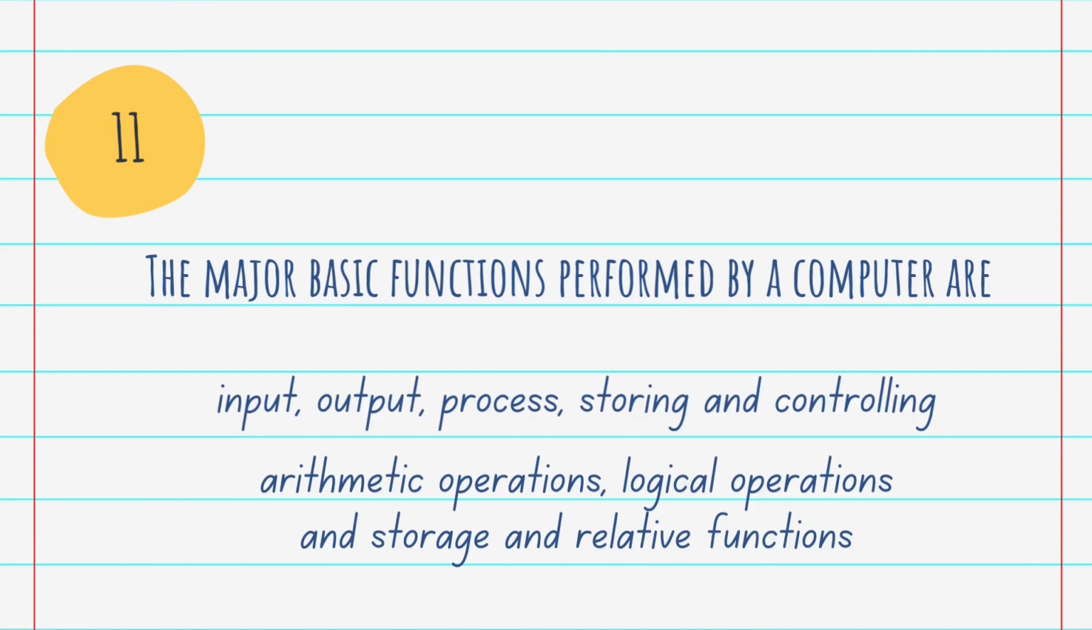Basically, a computer does 5 basic operations: input, output, process, storing and controlling. The basic operations performed by a computer are arithmetic operations, logical operations and storage and relative functions. Choose any of the available options. Both answers are correct. Here we just consider the option arithmetic operations, logical operations and storage and relative functions.